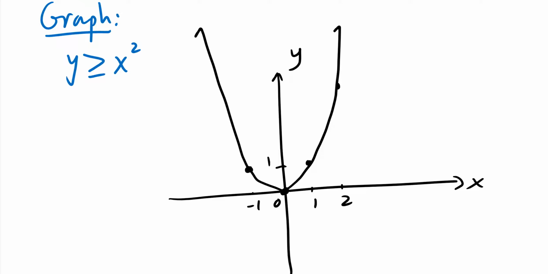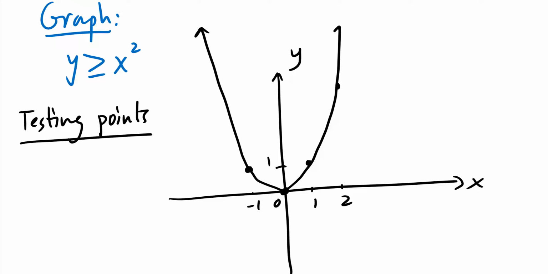The graph splits the plane into a region above it and one below it. It says bigger than or equal, so we're going to shade the region above it. But let's use testing points to double check this. Testing points means you can pick any point you like as long as it's not on the graph of this parabola.